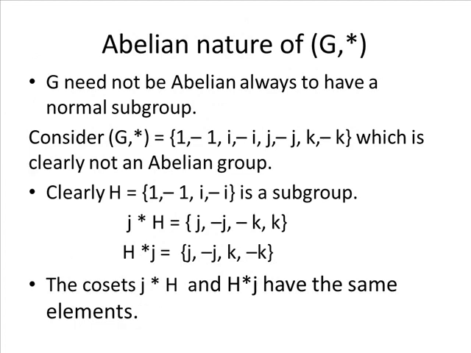But this abelian nature of G star is not a mandatory condition to be satisfied. G need not be abelian always. We give you one example for that too. Consider G star as 1, minus 1, i, minus i, j, minus j, k and minus k, the group of all quaternions. We know that this clearly is not an abelian group, but we consider one subgroup of this G star, call it H, which is 1, minus 1, i and minus i.